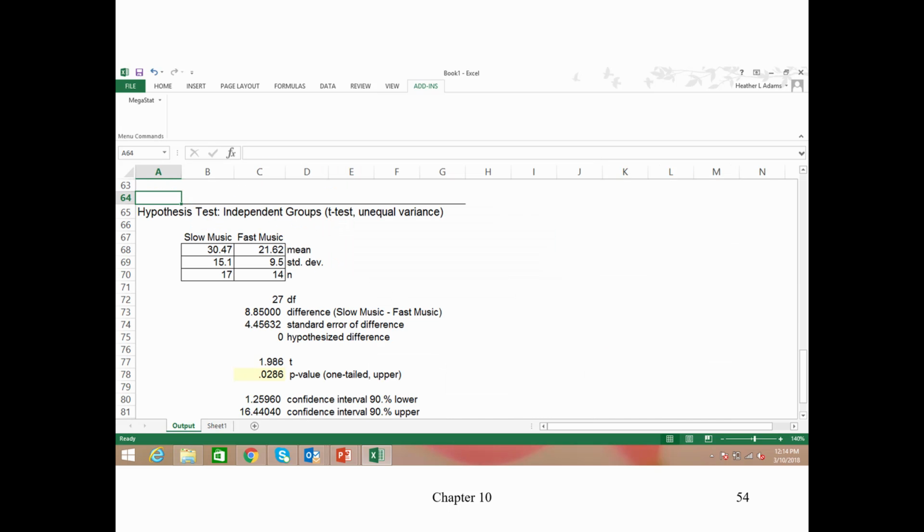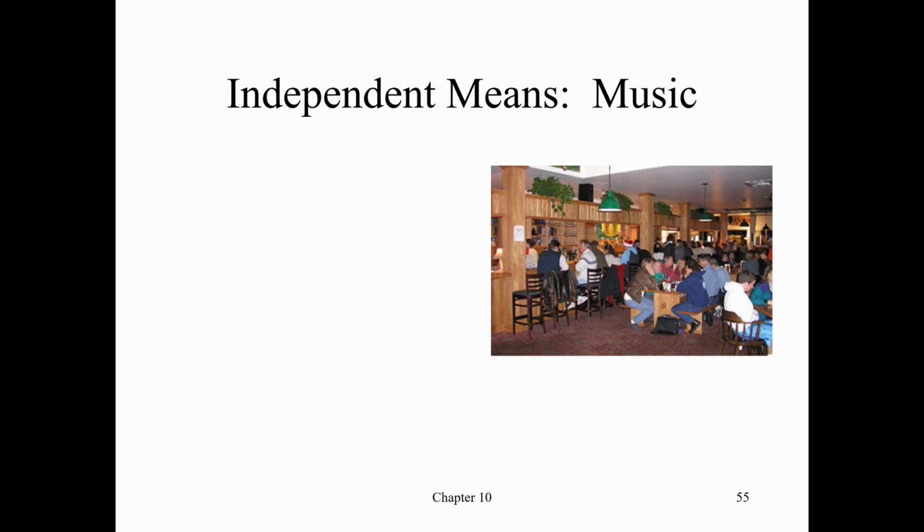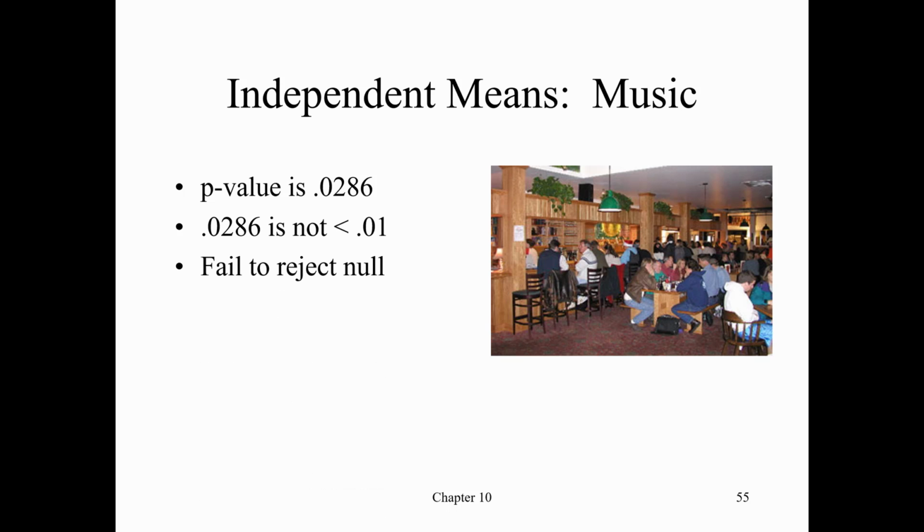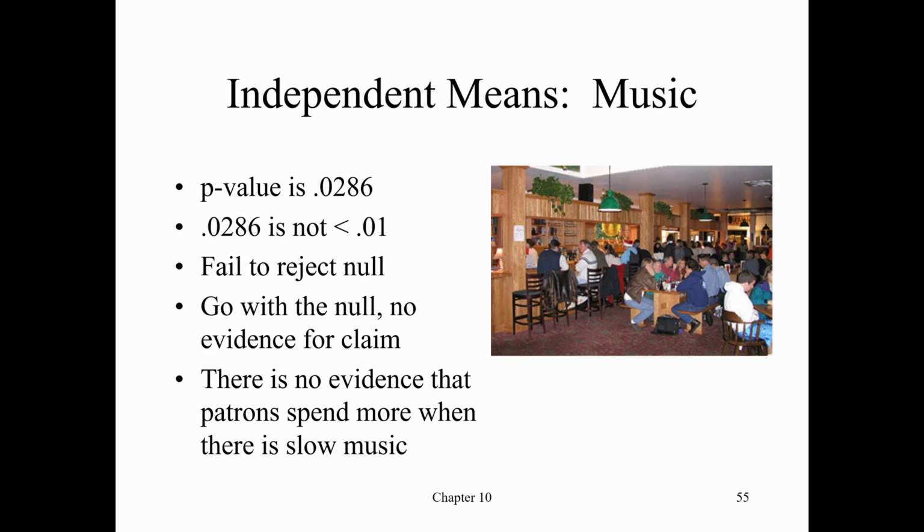Okay, so my p-value is 0.0286, which is not less than 0.01. So I failed to reject the null. Basically, I have to go with the null, and I didn't find significance for the claim. There's no evidence that patrons spend more when there is slow music, so the answer to that question is no.